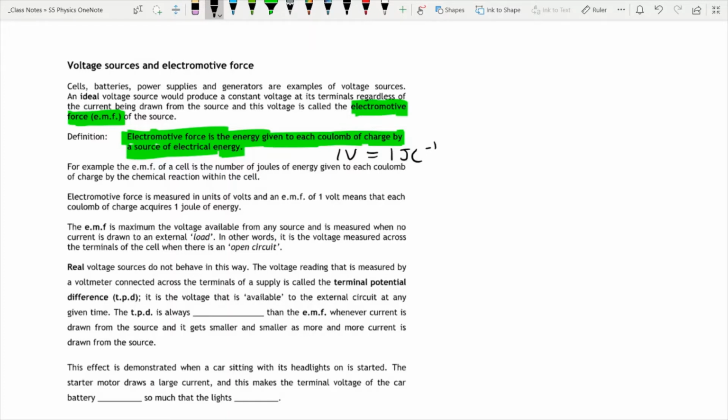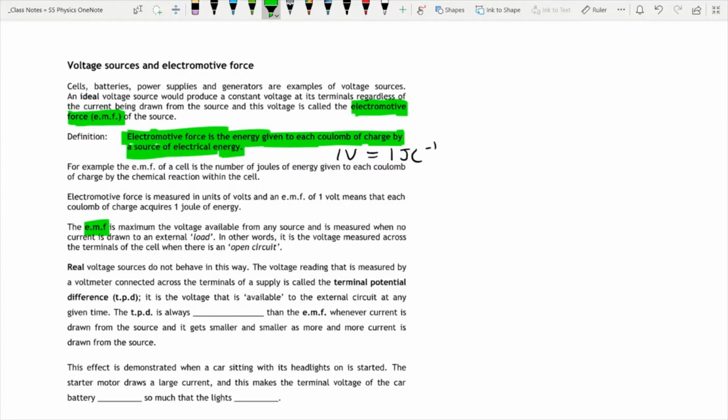For example, the EMF of a cell is the number of joules of energy given to each coulomb of charge by the chemical reaction within the cell. It's measured in volts, and an EMF of 1 volt means that each coulomb of charge requires 1 joule of energy. The EMF, as I said, is the maximum voltage available from any source and is measured when no current is drawn to an external load. So you've got nothing in the circuit. In other words, it's the voltage measured across the terminals of the cell when there's an open circuit.